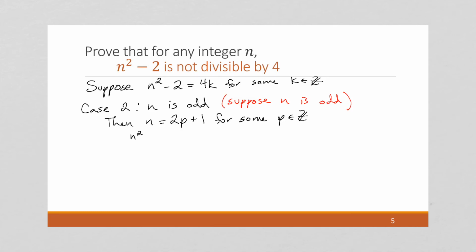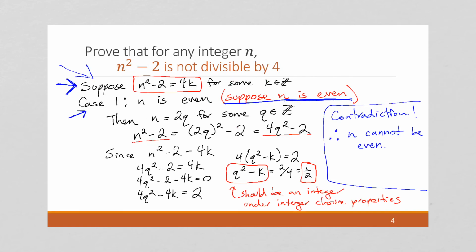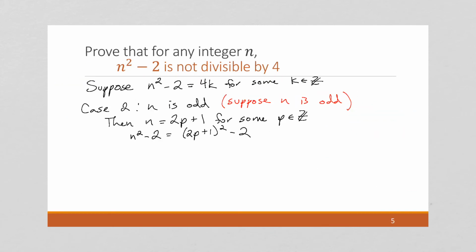So we have n squared minus 2 is going to be (2p plus 1) squared minus 2 by substitution. I haven't been great about writing that in. I didn't put it in here either because I knew we were going to run short on space. But if I was doing this on paper, I would write in the reason. How do we know this part? Well, I know it because of substitution. We're substituting in the value of n.